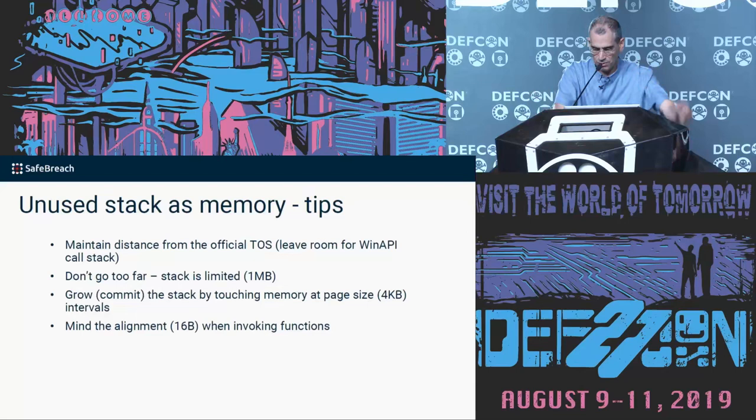Now you need to grow the stack one page at a time, one guard page at a time, in order to get from the TOS to where you really want to start writing your own stack. And you do that by touching the memory at page size intervals so that the guard page will keep triggering, and the kernel will keep committing new pages as we follow this algorithm. Finally, you need to mind the stack alignment, which is set to 16 bytes, and it's really observed by some functions.